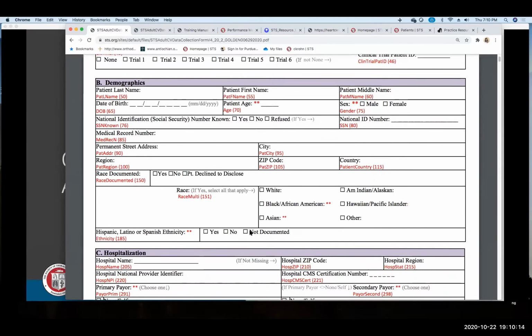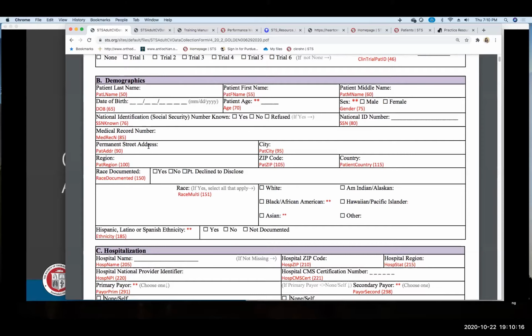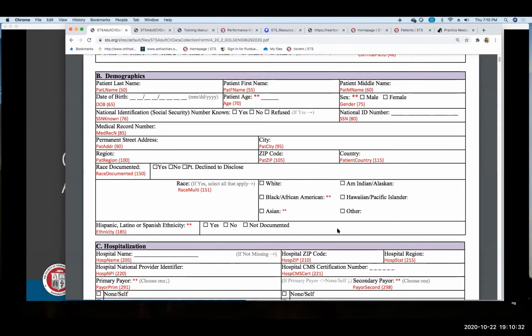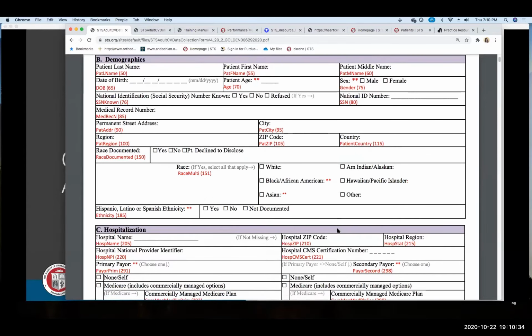We collect things for geocoding, like the permanent street address. And although these are PHI, we do research with these through our research center that is looking at geocoding and socioeconomic factors associated with either increased rates of cardiovascular disease or patients' outcomes.